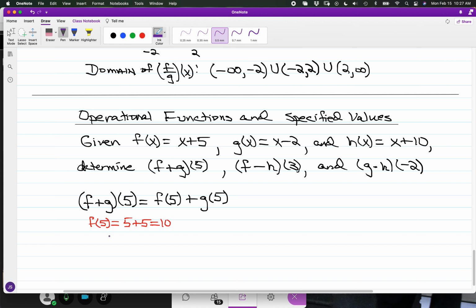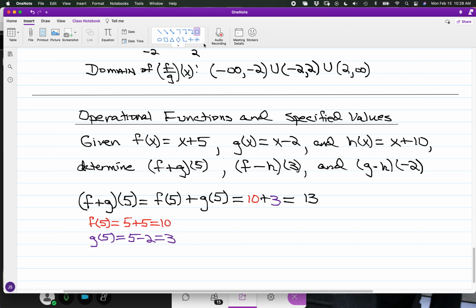And for g of 5, your g of x is x minus 2, so g of 5 is going to be 5 minus 2, which will come out to 3. Having identified both f of 5 and g of 5, with f of 5 at 10 and g of 5 at 3, the outcome is going to be 13. So f plus g of 5 will come out to 13.